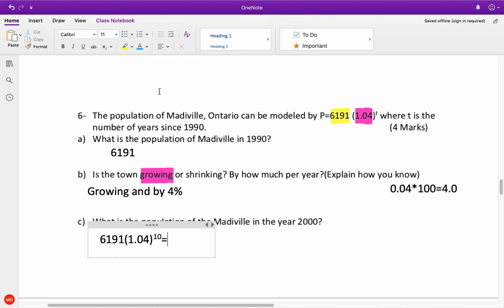I highly doubt this can run the numbers. It didn't, so let me do the population calculation here. 6191 times 1/4 bracket to the power of 10 equals 9164. That is our population.